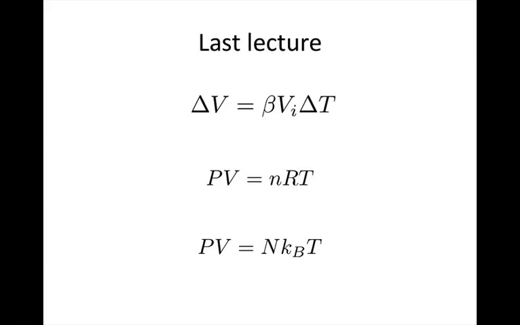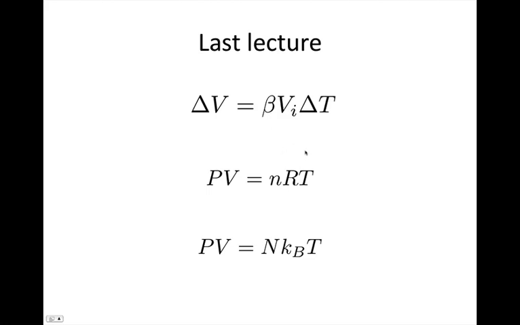The most important points that we covered last lecture were you were introduced to the volume expansion formula. So you saw that the change in volume was equal to beta times the initial volume times the change in temperature. Now we saw that if you had the linear expansion coefficient, then beta is equivalent to 3 alpha.